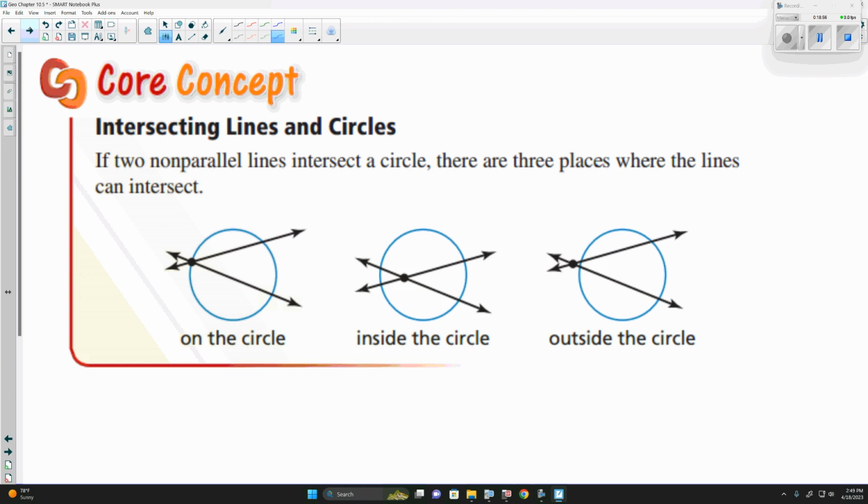If 2 non-parallel lines intersect a circle, there are 3 places where the lines can intersect. Makes sense, because if they're not parallel, they're going to intersect at a point. Now, they're either going to intersect on the circle, inside the circle, or outside. Only 3 places where they can intersect.